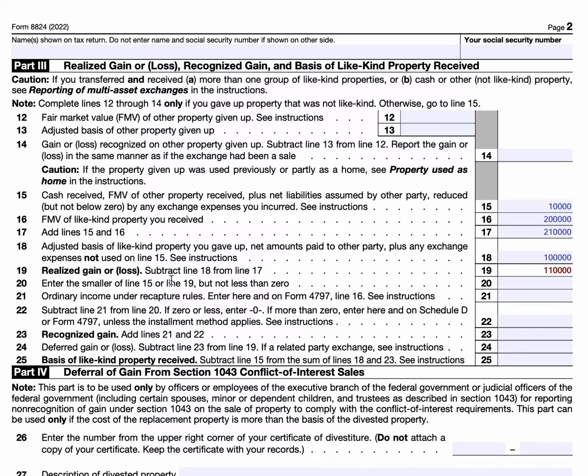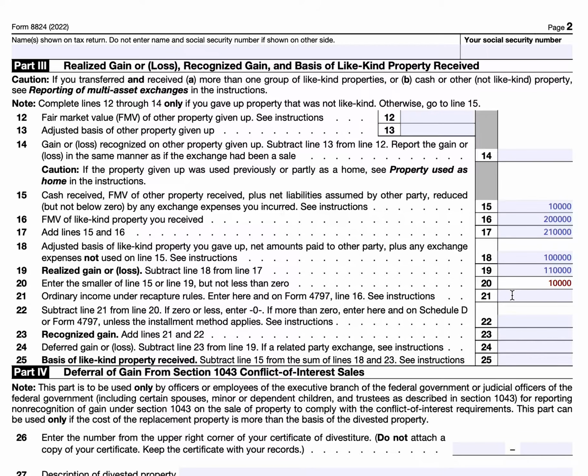In line 20, you're going to enter the smaller of line 15 or line 19, but this cannot be less than 0. So we go back to the boot number, which is $10,000. Now, if you didn't receive any boot, this would be 0, and you would enter 0.